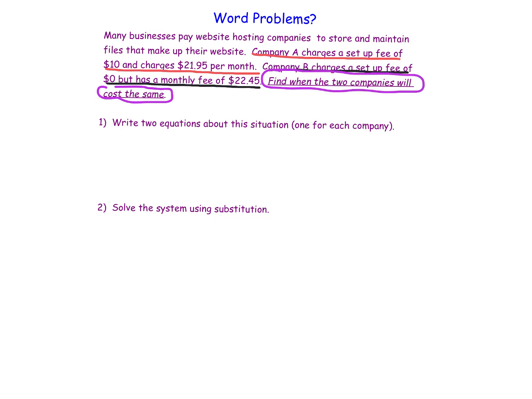So I'm noticing here that I have two unknown things in my problem. The first thing that's unknown is the when. It says find when. And I notice in here that I have months as an important piece of this. So X is going to stand for my number of months, because I need to find after how many months these two companies will in fact cost the same. Then from here, the other thing I don't know is the cost. I don't know what their cost is when they are the same. So my other variable is going to be cost.